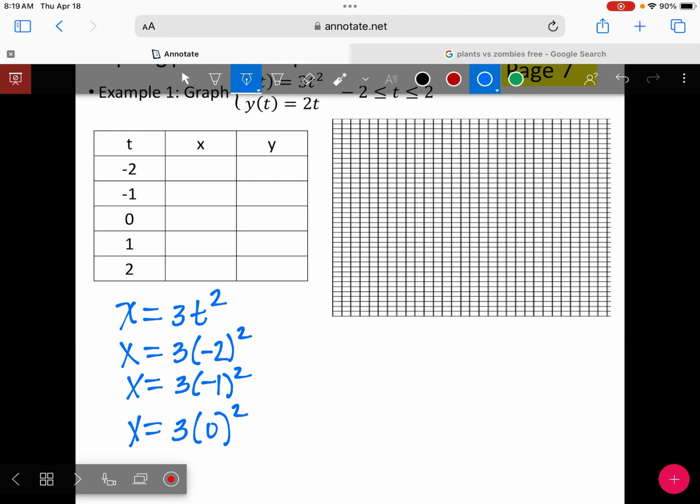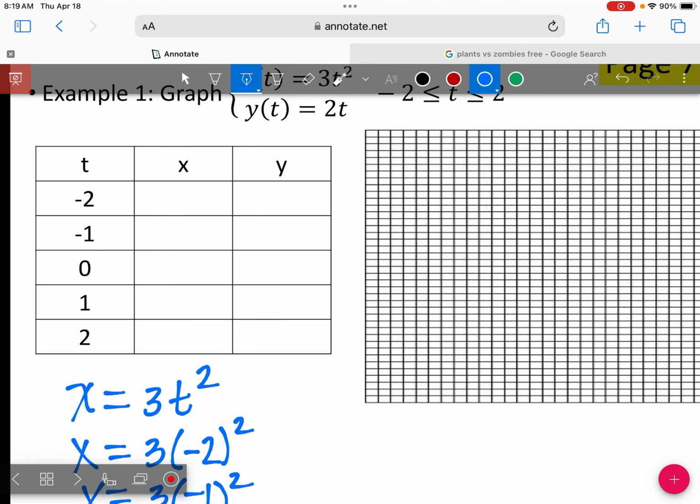Okay, so your 5 values would be 12. Who got 12 for the first number? All right, what did you get for your next 4 numbers? 3. Okay, good.